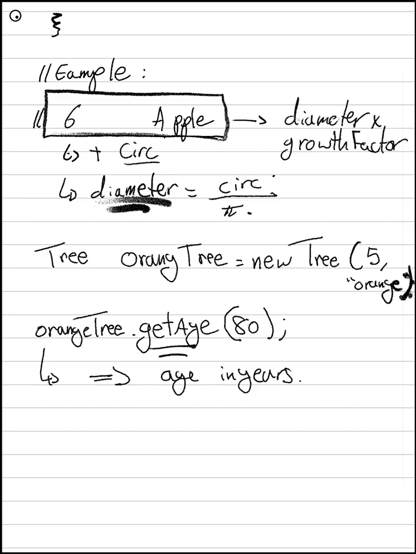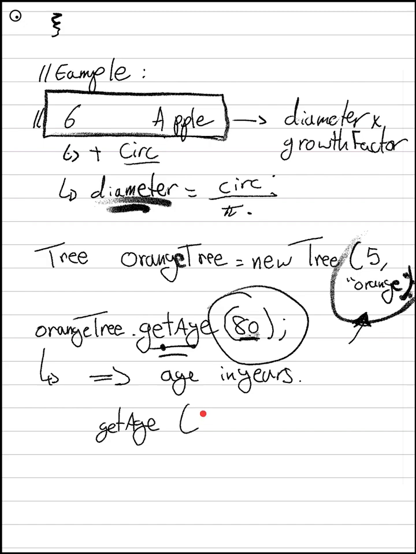Right? So the reason why we have divided this information in 2 is because this information is always true about this tree. This, however, can change. So I can call this method when the tree is only 80 centimeters. I can call it when it's 100 centimeters, and so forth. But it will always be an orange tree, and its growth factor will always be 5. Does this make sense? Exactly. Yes, it makes sense. Okay.